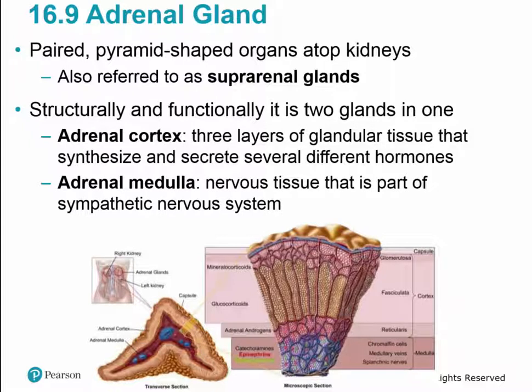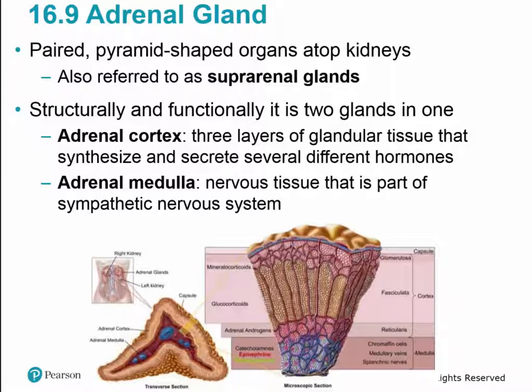So our next endocrine organ we'll look at is the adrenal glands. Right? So these are a paired pyramid-shaped organs that sit just on top of the kidneys. So sometimes you'll see them referred to as the suprarenal gland. So supra just means, you know, on top. So on top of the kidneys.